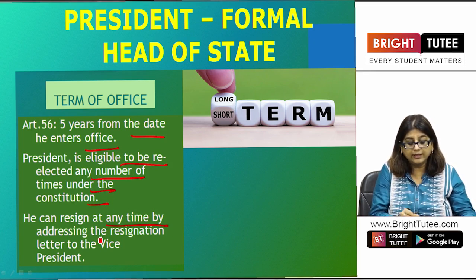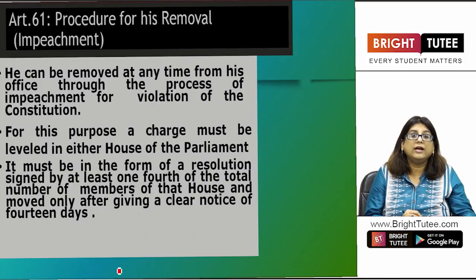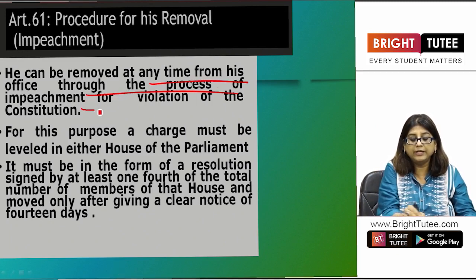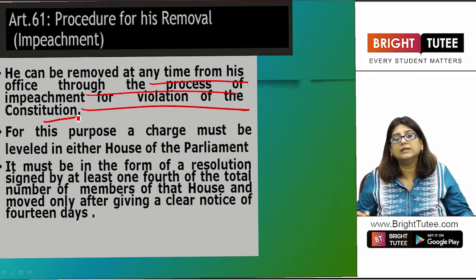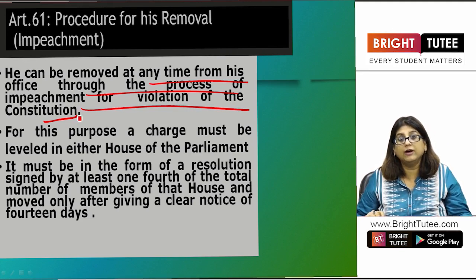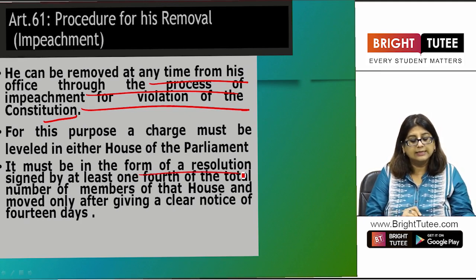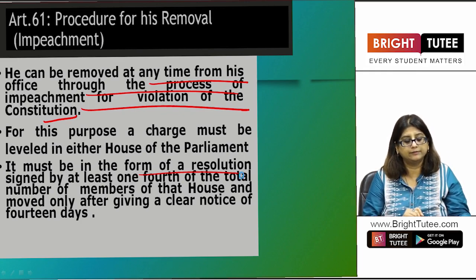He can resign at any time by addressing the resignation letter to the vice president. Under Article 61, the procedure for his removal, that means impeachment, he can be removed at any time from his office through the process of impeachment for violation of the constitution. In case he violates the constitution, under these circumstances, he can be impeached. For this purpose, a charge must be leveled by either House of the Parliament, and it must be in the form of a resolution signed by at least one-fourth of the total number of members of that House and moved only after giving a clear notice of 14 days.